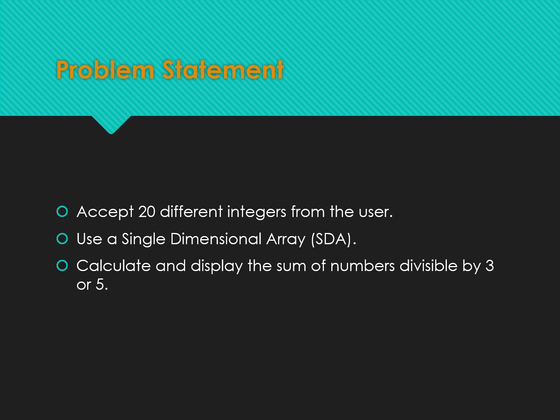In this task, the user must enter 20 unique numbers. These numbers are stored in a single-dimensional array. We then identify and display all the numbers divisible by 3 or 5, and calculate their total sum.